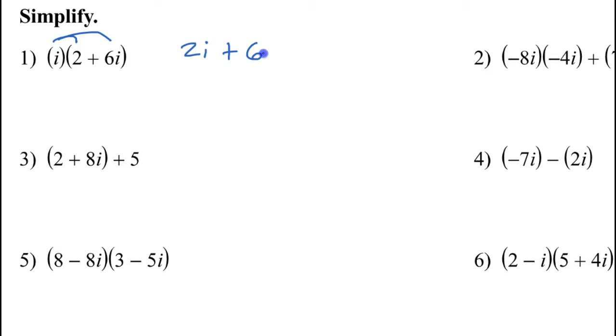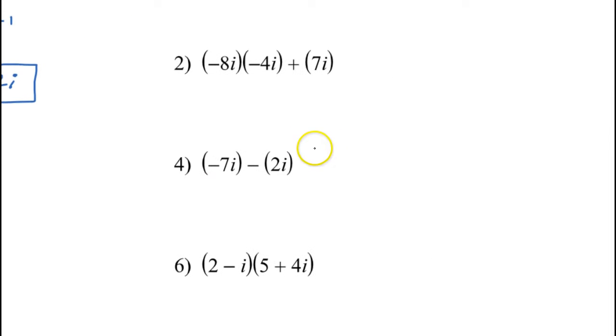2i plus 6i squared. But then i squared is -1. So this is 6 times -1, so that makes this -6. So I'm going to put the 2i last because standard form. So there you go. This is the answer to number 1.